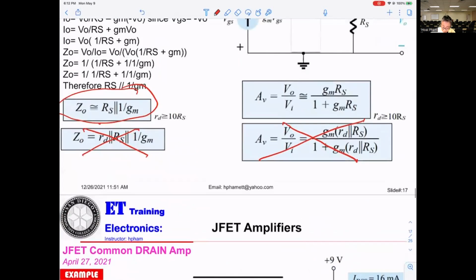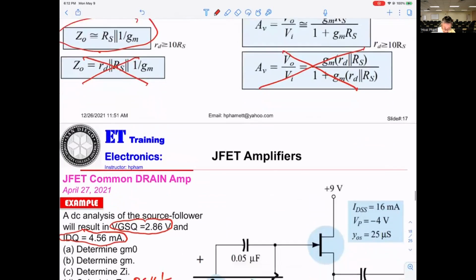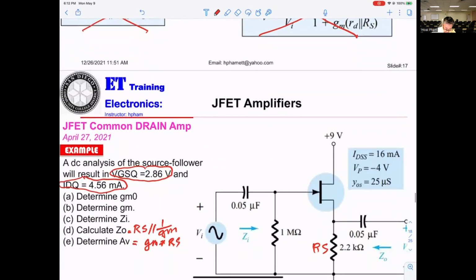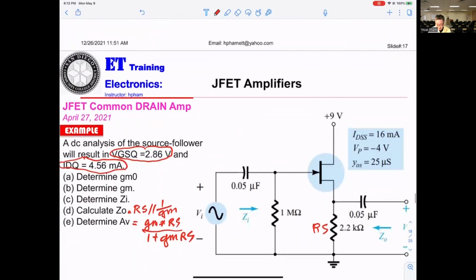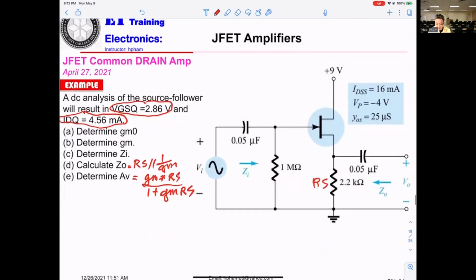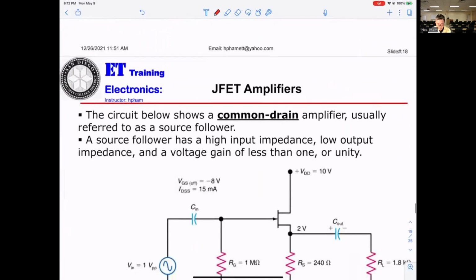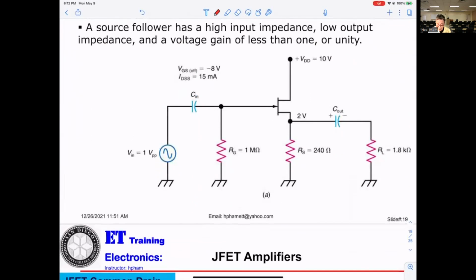Okay, divide 1 plus GM RS. So that's only two formulas I give it to you, GM0 or GM. We already did the calculation before. Okay, that you must think. The thing is basically, they don't want to ask any question that goes into too much detail. Okay, and this is the common drain here.